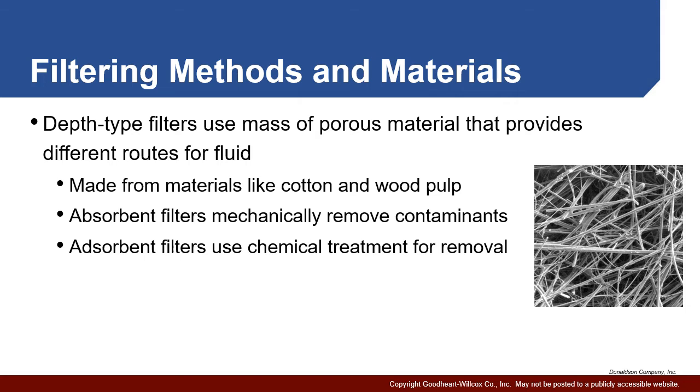Another method for doing this is using a depth type filter. A depth type filter essentially looks something like this. It's a mat of material, relatively random, and it's a chunk, essentially a solid volume of material. The whole idea of it is the fluid has to pass through it. To pass through this, it's a relatively tortuous path, and small particles will get trapped, in part because the holes are so small, but also in part because they just get stuck on these various surfaces here. They can be made of a variety of material, but the most common is cotton and wood pulp. And the whole mechanism of this is to essentially trap it and hold it.